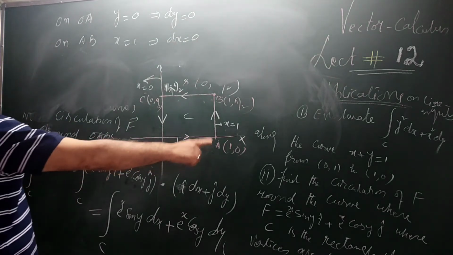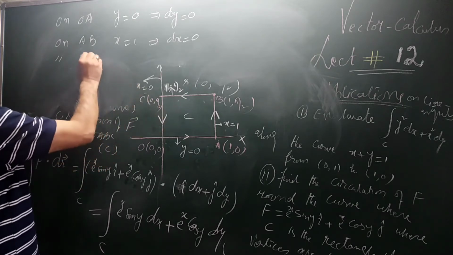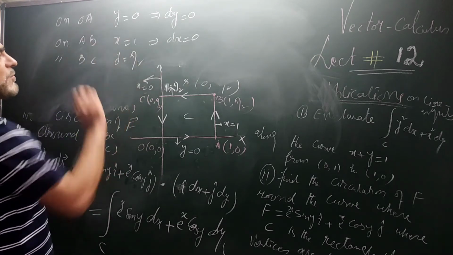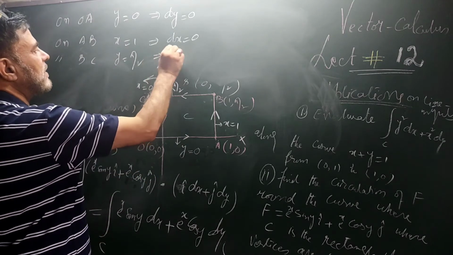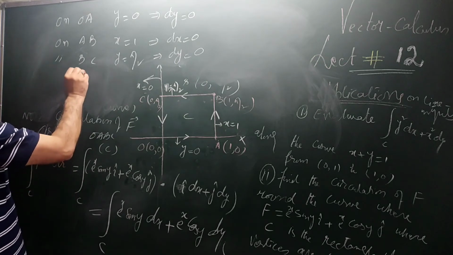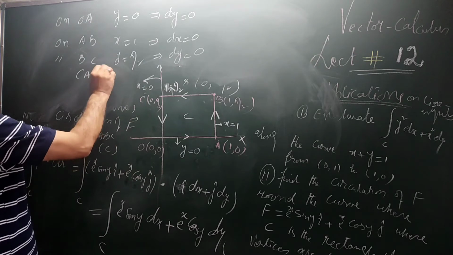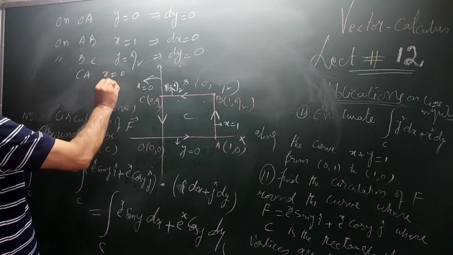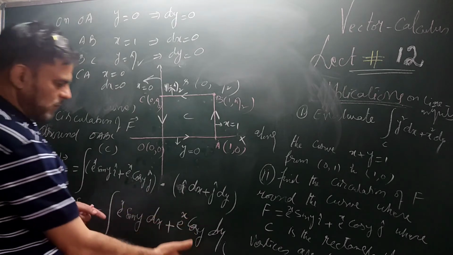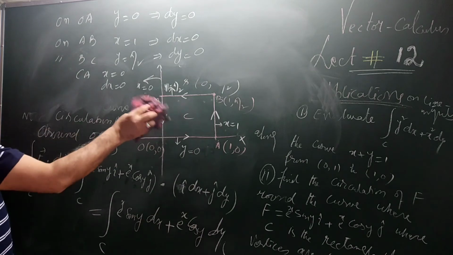Then you go to BC. You have y equal to pi by 2, which implies that dy is 0. Then along CO you have x equal to 0, which implies dx is 0. Now you have to split this into 4 parts. I don't need this figure now. I shall rub it.